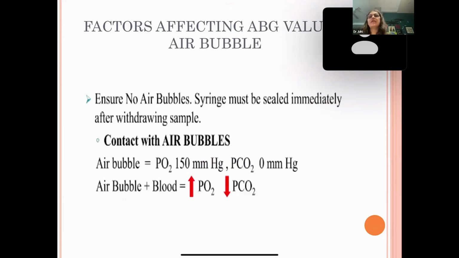that. Next factor important is the air bubble. Ensure that when you take the sample, there should be no air bubbles, because contact with the air bubbles, you'll have again a different value. There will be a high PO2 because of the air bubble having PO2 150 and a decreased PCO2 value.